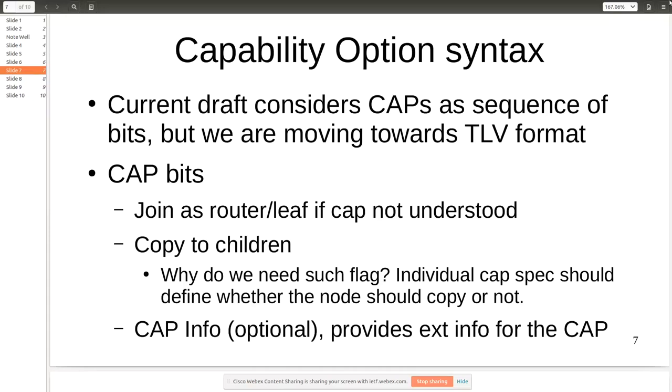And anyway, we are planning to move to the TLV based format, right? Not to the flag based. Yeah. In the subsequent slide, I'll come to the exact format.